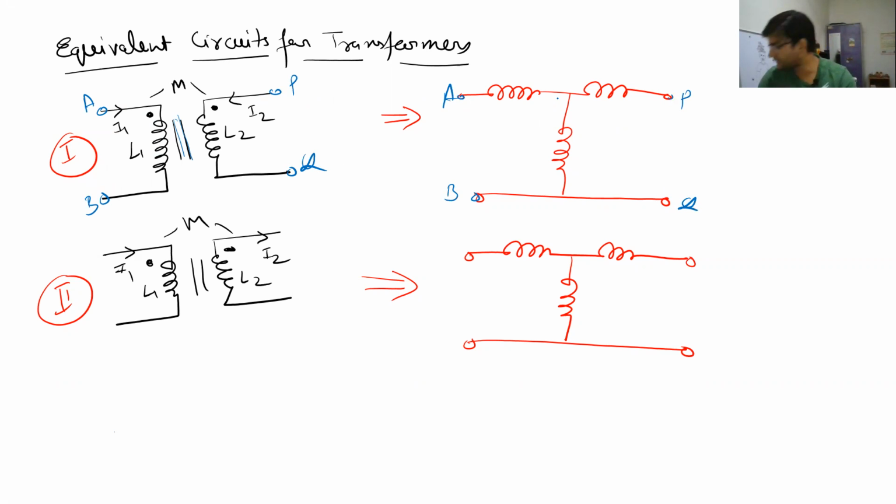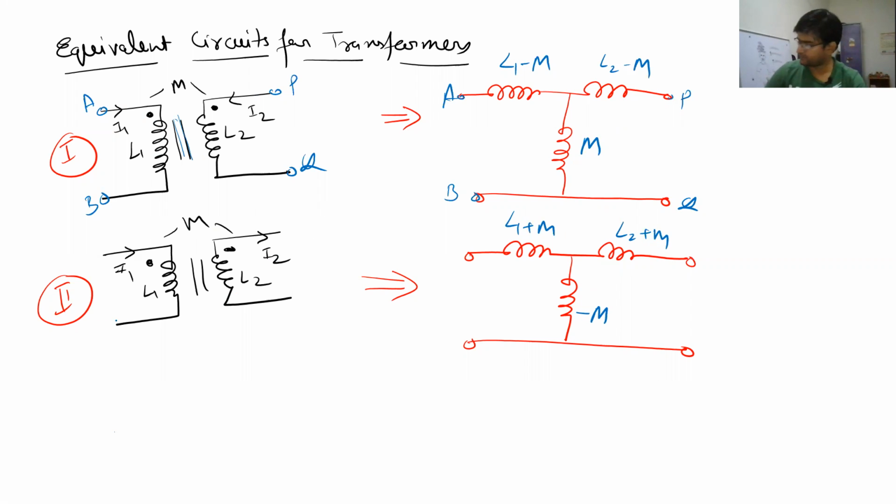So we will have a circuit like this, and its values for the first case will be L1 minus M, L2 minus M, and this will be M. So this will be the equivalent circuit, and for the second case, it will have L1 plus M, the second coil will be L2 plus M, and this will be minus M. In place of M, this is going to be minus M. So this is the opposing case.